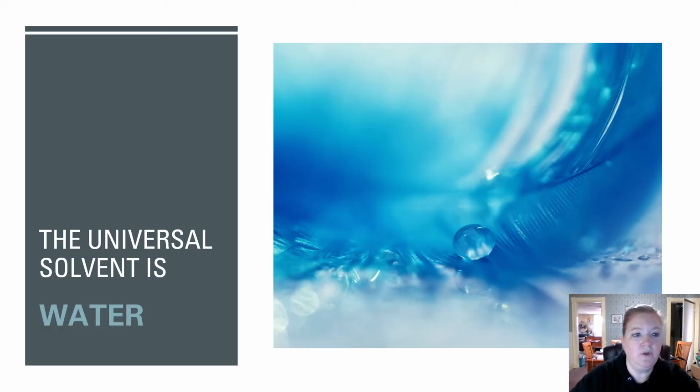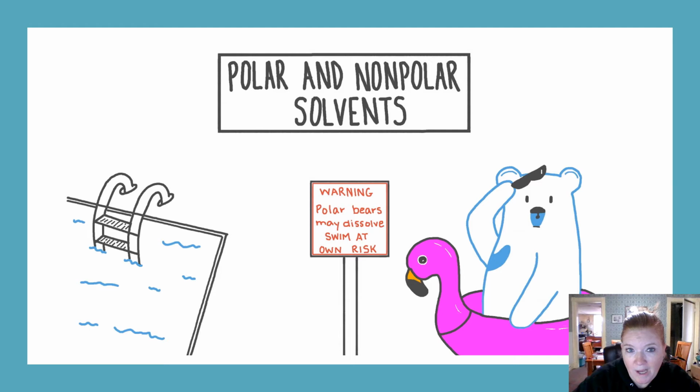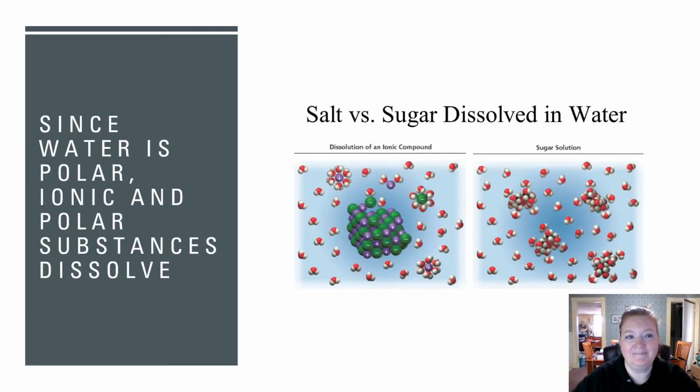The universal solvent is water. That means most of the time when we're talking about it, it's dissolved in water. And why? Because, well, water is polar, so that means it can dissolve anything that is polar and anything that's ionic. So, you know, little joke with polar bears, careful. So again, since water is polar, ionic substances and polar substances. So no matter what kind of solute, if it's ionic or if it's polar, it will dissolve in water.